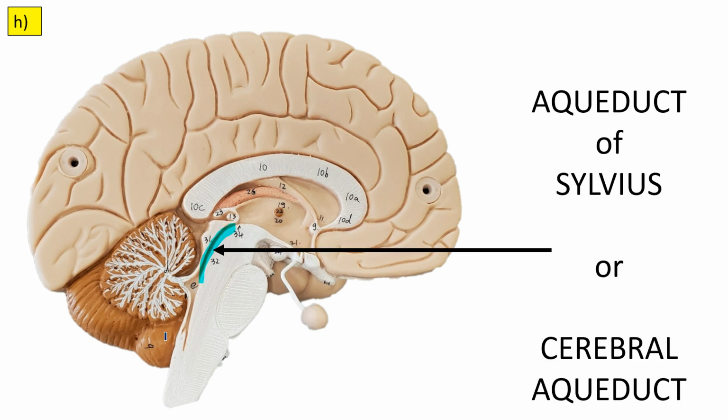Okay, this passageway here is going to take cerebral spinal fluid from up in this area, and it's going to go down. That flow of cerebral spinal fluid is going to go down. This passageway that's moving cerebral spinal fluid from one spot to another is called the aqueduct of Sylvius or the cerebral aqueduct. Either one is fine with me. I don't care which one you call it.